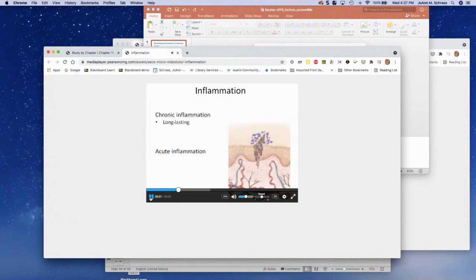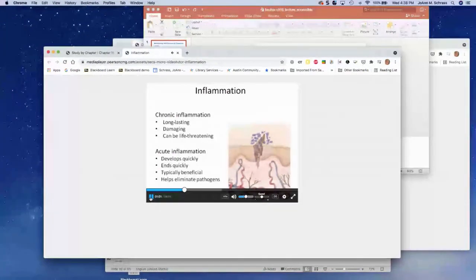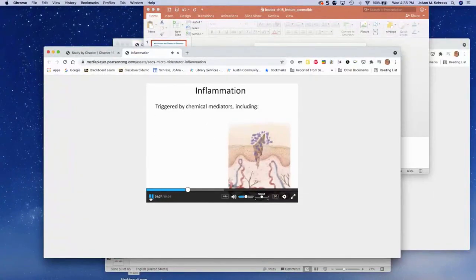Chronic inflammation is long-lasting, damaging, and can be life-threatening. In contrast, acute inflammation develops quickly, ends quickly, is typically beneficial, and helps eliminate pathogens from the body as part of the innate immune defense. Chemical mediators trigger inflammation. These inflammatory mediators include bradykinins, released during blood clotting, prostaglandins and leukotrienes, released by macrophages, and histamines, released by platelets, basophils, and non-blood cells called mast cells. Inflammatory mediators can be released in a variety of ways. Let's examine one.